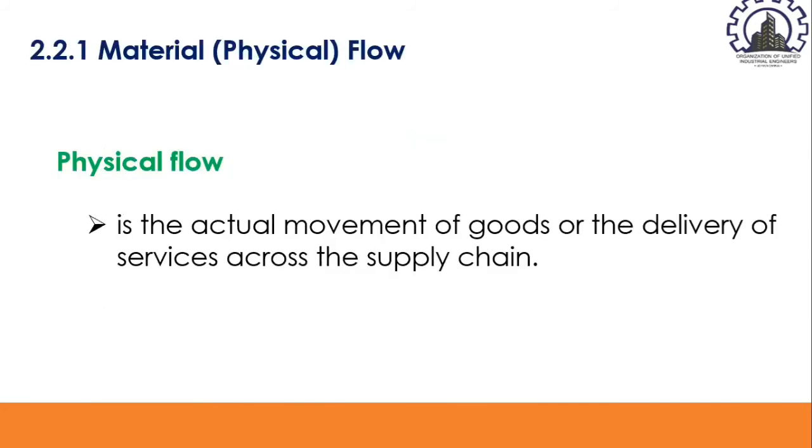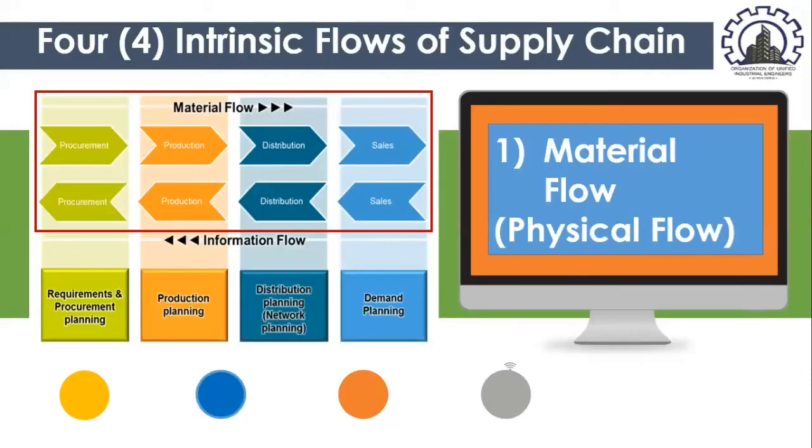Physical flow is the actual movement of goods or the delivery of services across the supply chain. As you can see, that is an example of a physical flow or material flow. And take note, financial, information, and funds flows play supporting roles to ensure the core supply chain functions smoothly and efficiently from one business partner to another. Therefore, all supply chain partners attempt to optimize the physical flow to ensure that customers receive goods on time and at a reasonable price as well.